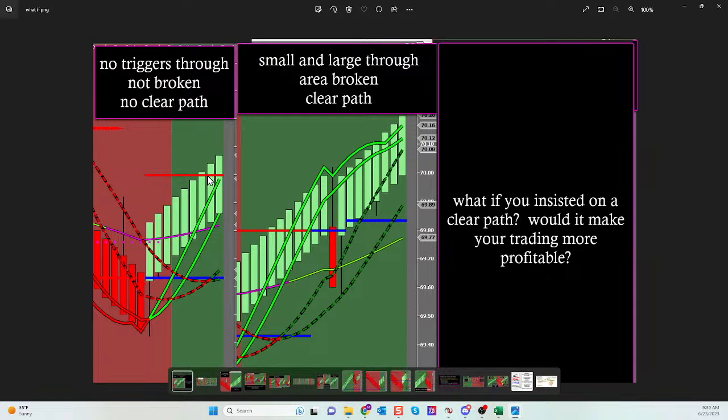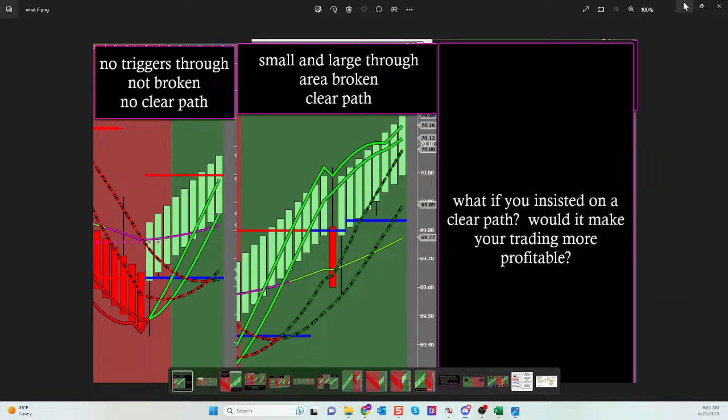Rule number 2 says let the area break. That area is considered broken. That path is considered clear when both the small and the large get to the other side. You can see that we reach resistance, triggers remain below, we're not taking a trade into that area, but when the small and the large get to the other side, you see that there's odds favorable momentum. There's one of those tails, guys. There's one of those potential pullbacks, giving you an opportunity to take a trade because now you have a clear path. This is the most simple approach to understanding termination conditions.